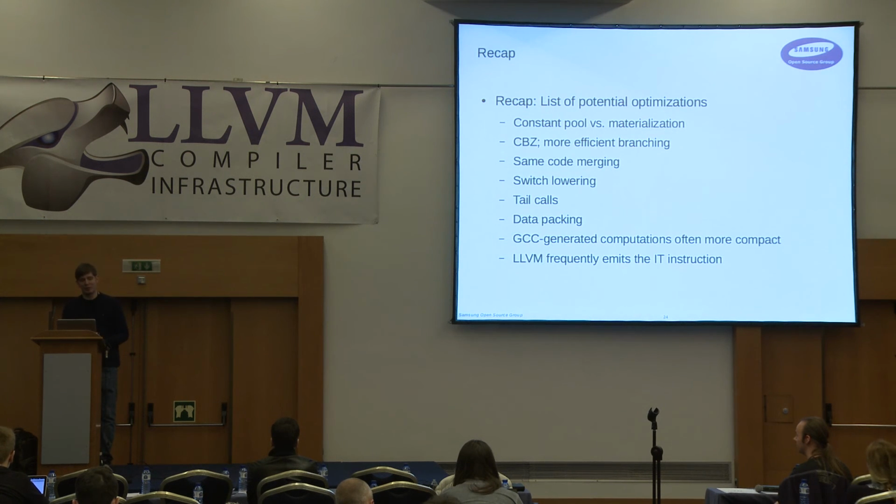As we saw in the very first dump, GCC is also doing a much better job at using small data types, just using the smallest data type possible for the enums. And the computations seem to be a little bit more compact. LLVM tends to emit a lot of if-then instructions, so I guess there can be some tuning there.